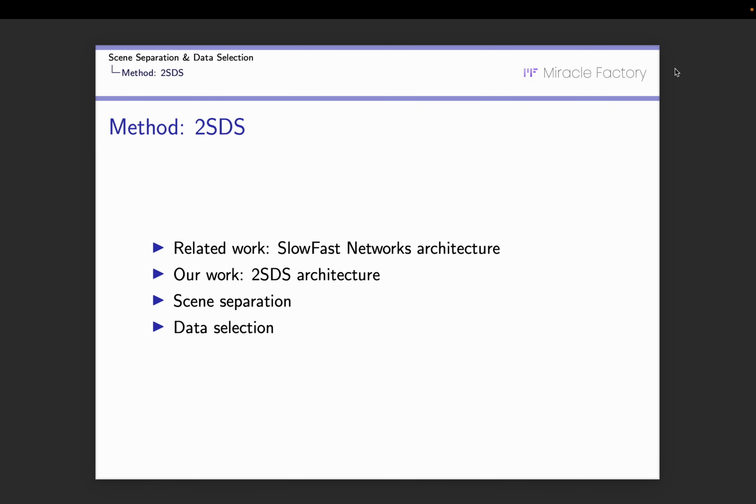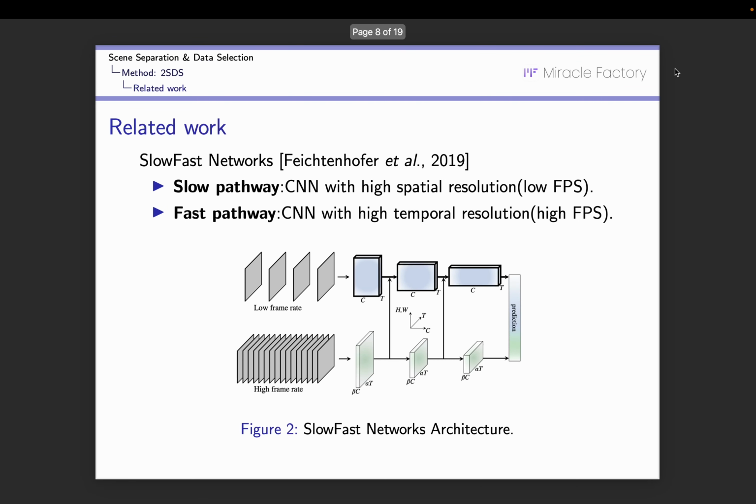So moving on, we'll be diving into the methods behind the 2SDS algorithm. Firstly, we would like to begin with a quick comparison between a related work and our work. The related work that we refer to here is the SlowFast network architecture. The SlowFast network architecture actually features two pathways. The first pathway is the slow pathway, and the second one is the fast pathway.